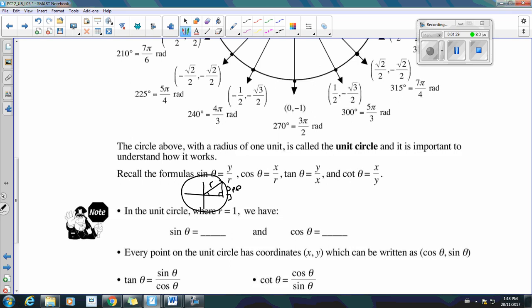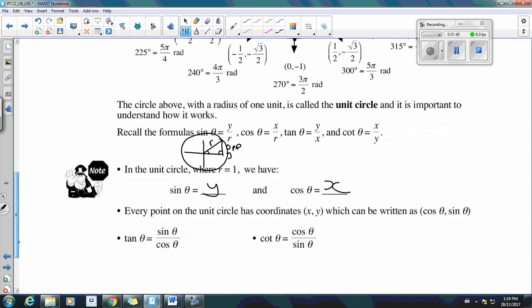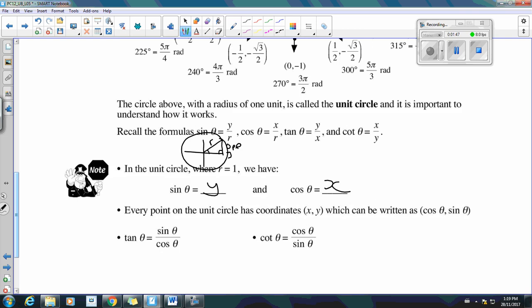So in the unit circle, where r is 1, sine theta is simply equal to the y value of the point. Cos theta is equal to the x value of the point. Remember, we got those points when we put our special triangles on that circle and looked at the lengths of the sides. So every point on the unit circle has coordinates x, y, which can be written as cosine comma sine. Tan is sine divided by cosine. This is on your formula sheet, and so is the formula for cotan.